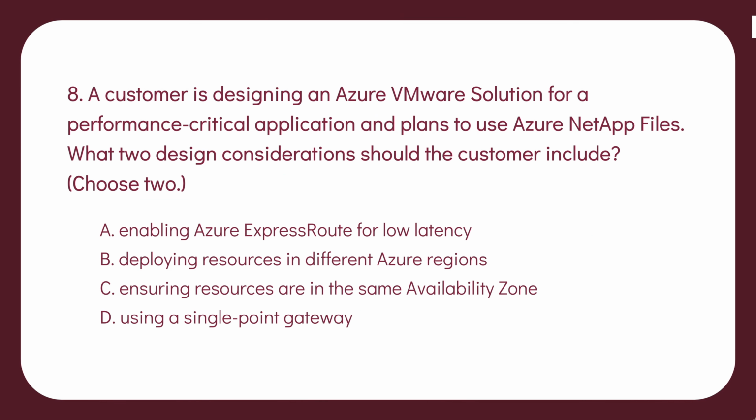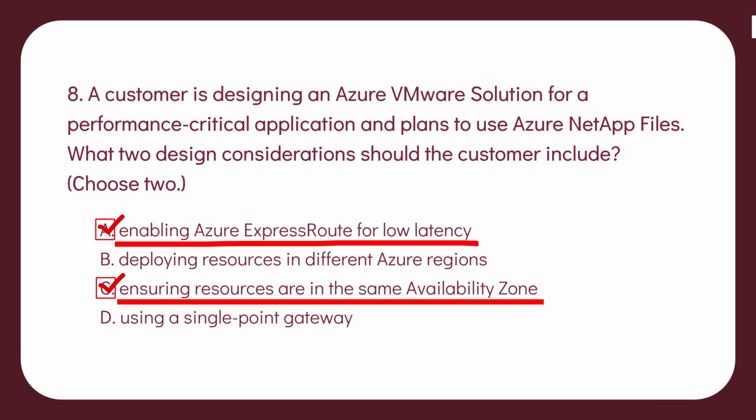So, the correct answers are: Azure ExpressRoute provides a fast, private connection to reduce delays. Keeping everything in the same availability zone minimizes latency for better performance.